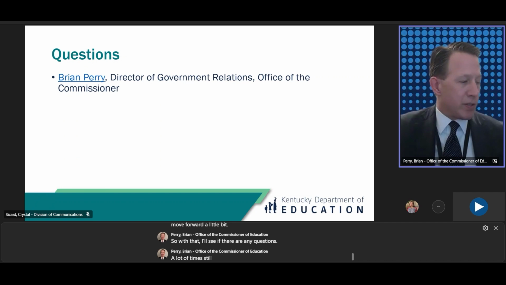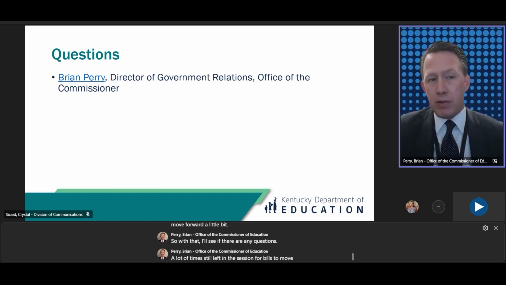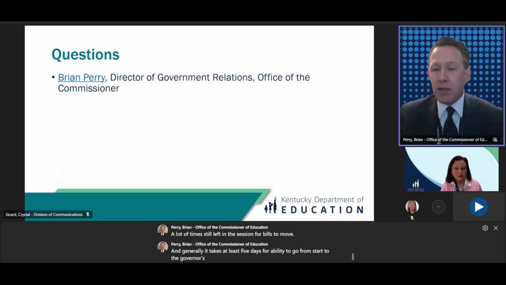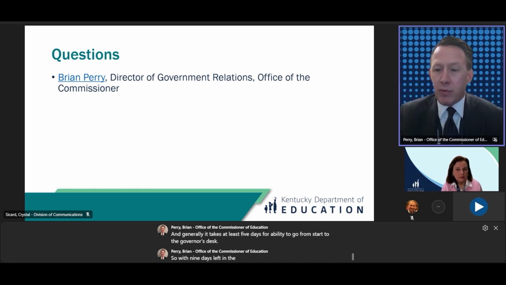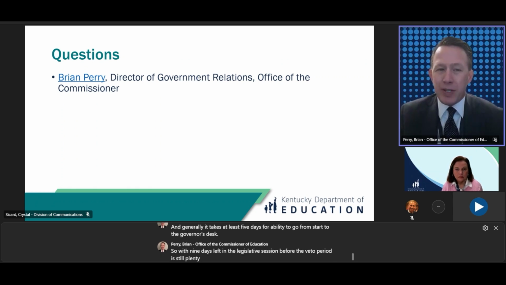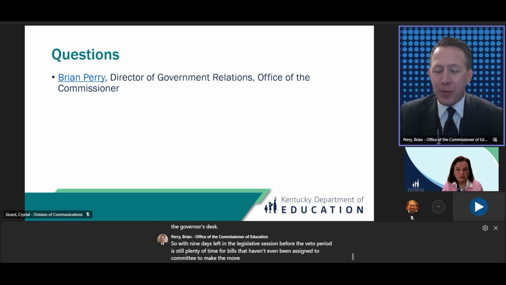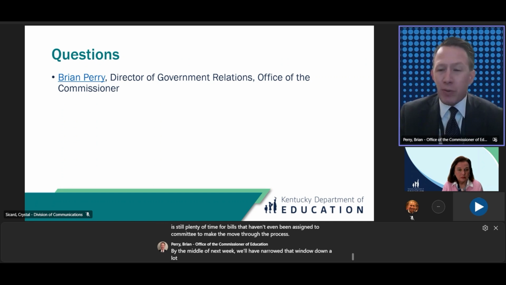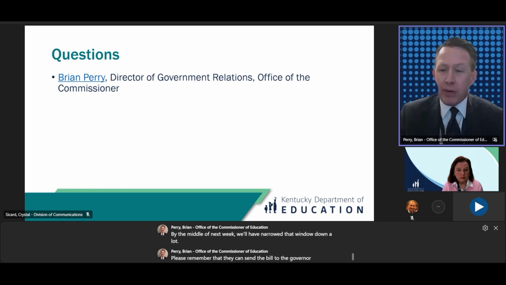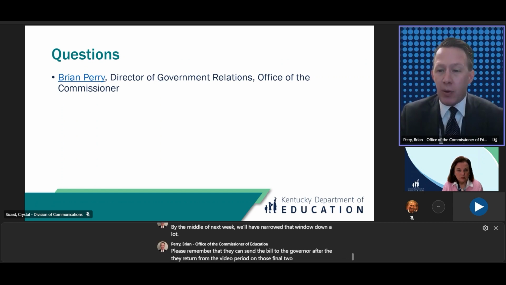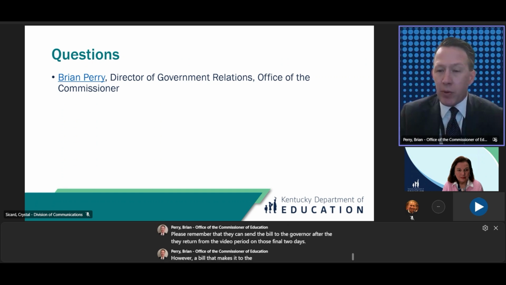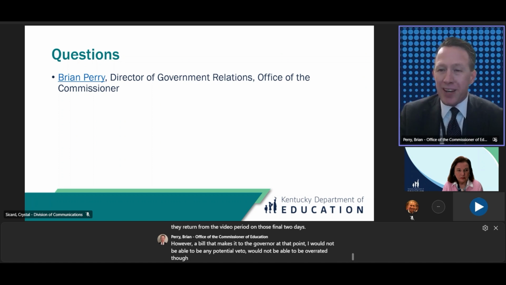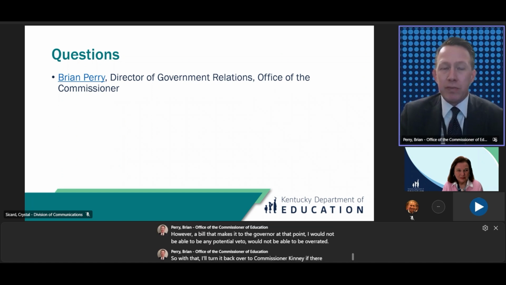A lot of time still left in the session for bills to move. Generally, it takes at least 5 days for a bill to go from start to the governor's desk. So with 9 days left in the legislative session before the veto period, still plenty of time for bills that haven't even been assigned to committee to make their move through the process. By the middle of next week, we'll have narrowed that window down a lot. Please remember that they can send a bill to the governor after they return from the veto period on those final 2 days. However, a bill that makes it to the governor at that point, any potential veto would not be able to be overridden. So with that, I'll turn it back over to Commissioner Kinney if there are no questions.